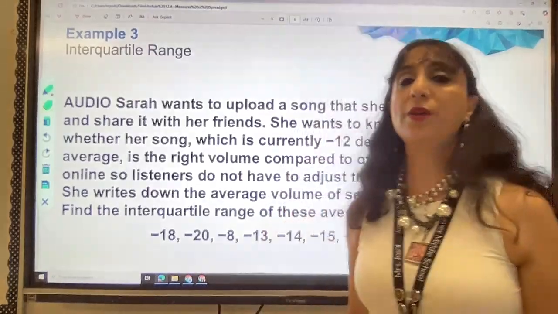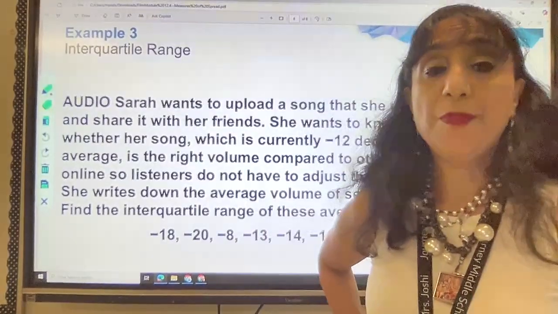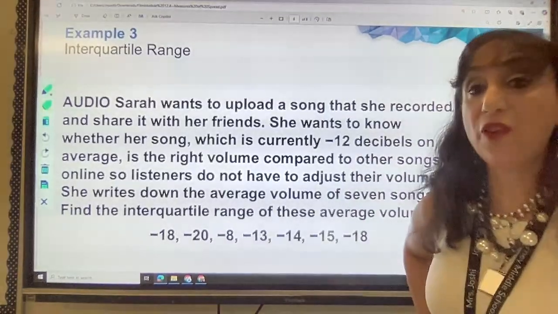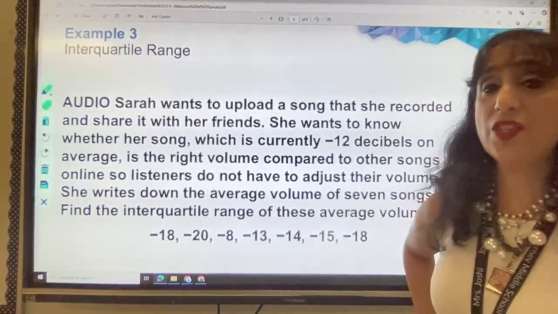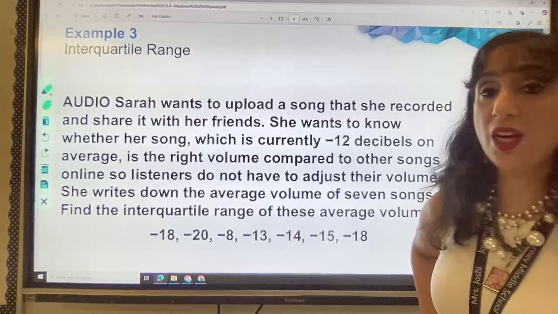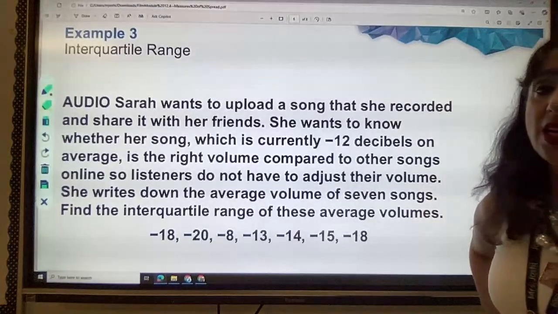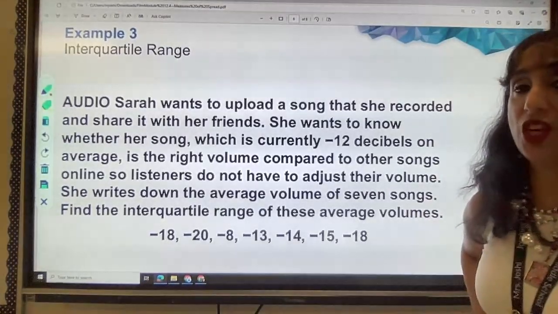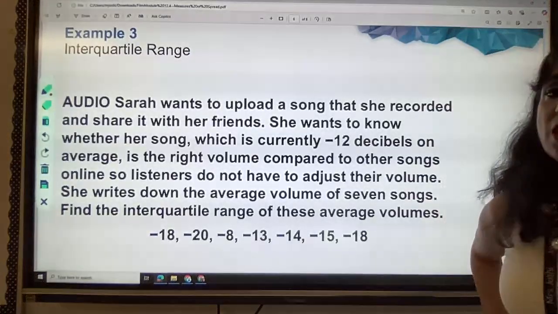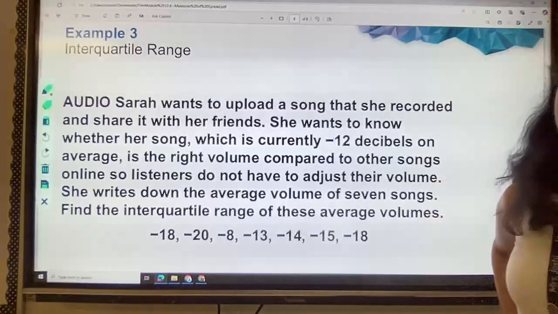All right, let's look at this word problem, and now we are trying to find the interquartile range. Audio. Sarah wants to upload a song that she recorded and share it with her friends. She wants to know whether her song, which is currently -12 decibels on average, is the right volume compared to other songs online, so listeners do not have to adjust their volume. She writes down the average volume of 7 songs. Find the interquartile range of these average volumes.